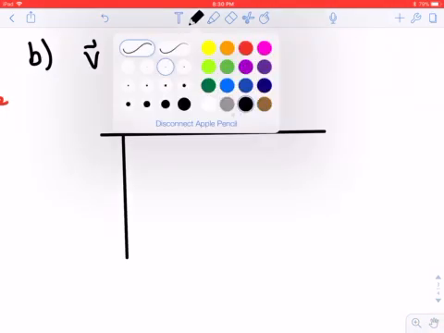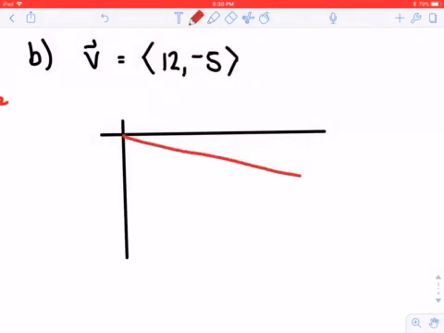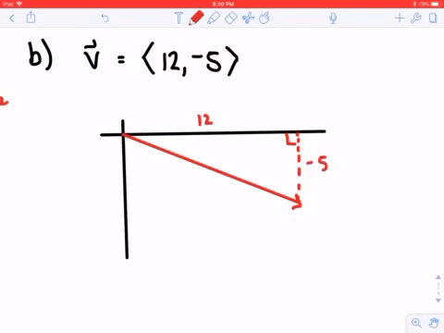And I'll try to get it to scale a little bit here. So I'm going to get this guy going right there. I'm going right 12, down 5. So I'm going to draw this right triangle. And I'm going to go right 12, and I'm going down 5.